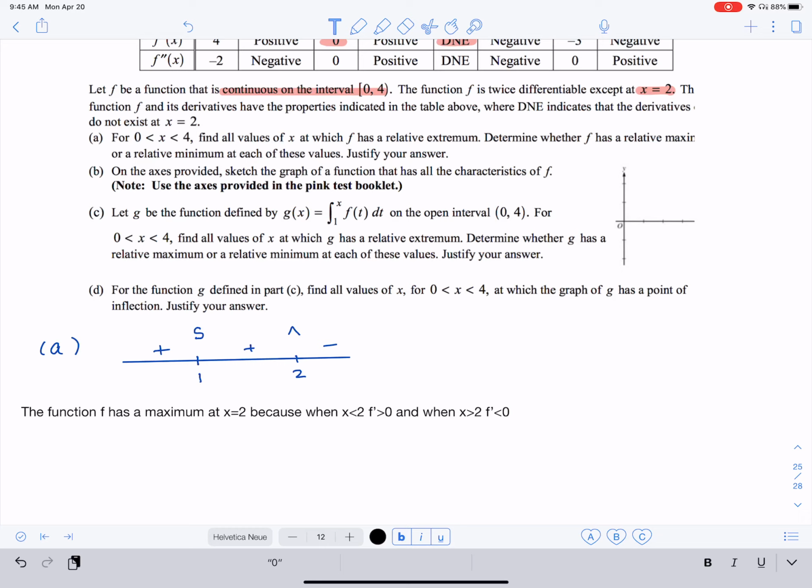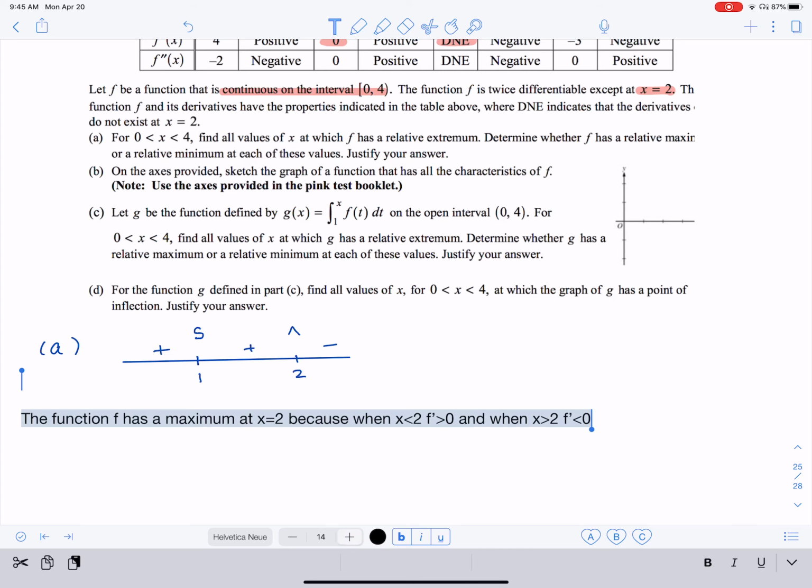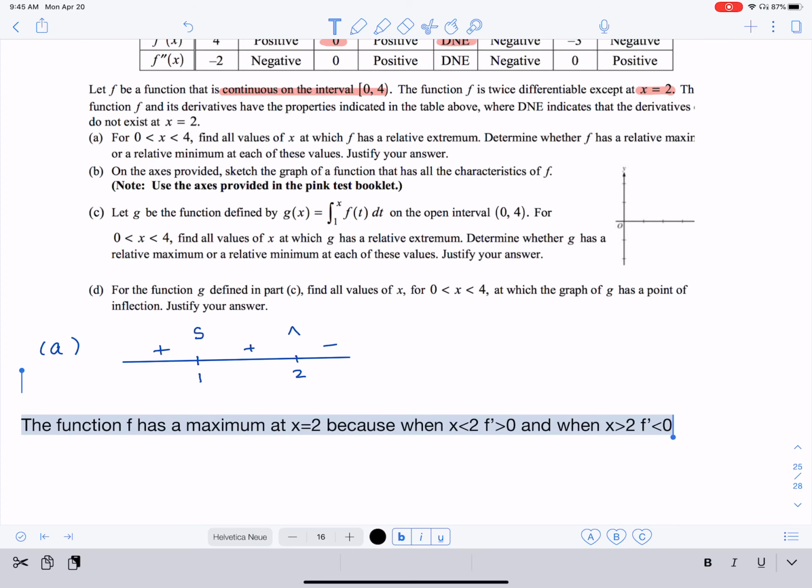Let's make sure I said that correctly. So we said that the function has a maximum at x equals 2, and the reason was when x is less than 2, it's positive, that's correct. And when x is greater than 2, it is negative. Perfect, except let's blow it up just to make sure you guys can see that okay. Maybe I can't blow it up. Come on. There we are.